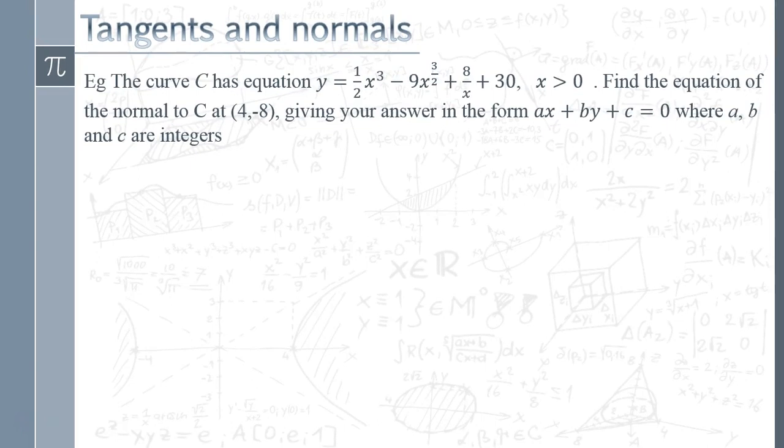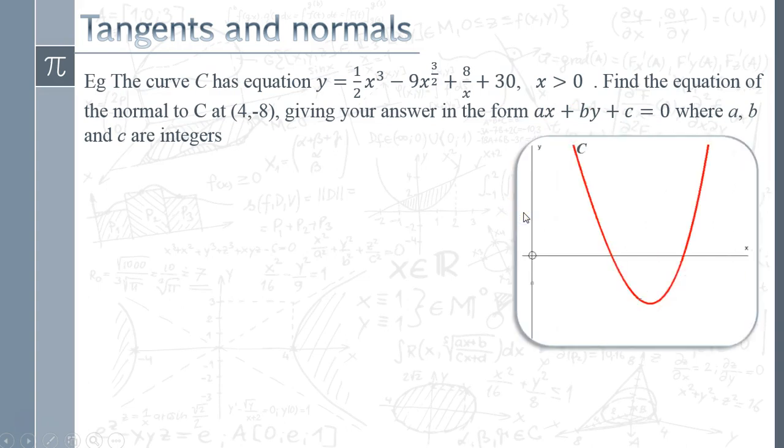So we're going to be dealing with a normal this time. So we've got an equation of a curve. Again, it's a cubic with some extra not particularly pleasant looking bits going on within there. And we need the equation of the normal to the curve. And we're told specifically the format we want the equation of our line to be in. Right, so there's our curve.